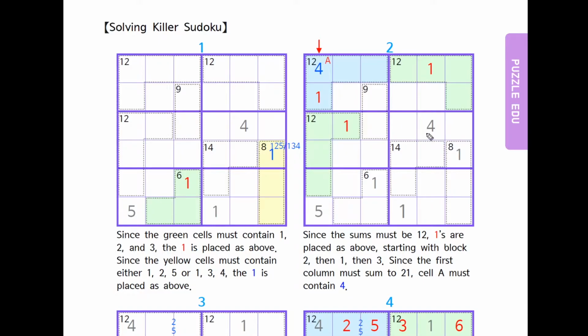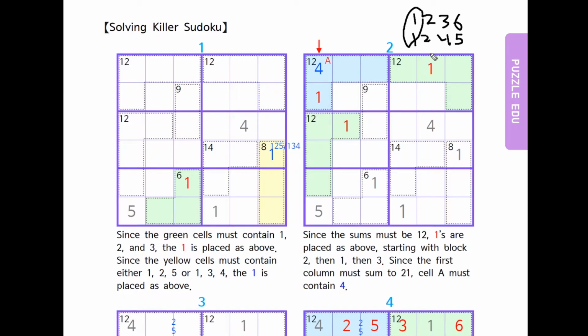Now in this second progression, there are 3 places where the sum has to be 12. Here, here, and here. However, you'll find that all 3 groups must contain the number 1, because the only 4 numbers that sum to 12 are 1, 2, 3, and 6, or 1, 2, 4, and 5. Both combinations require a 1.